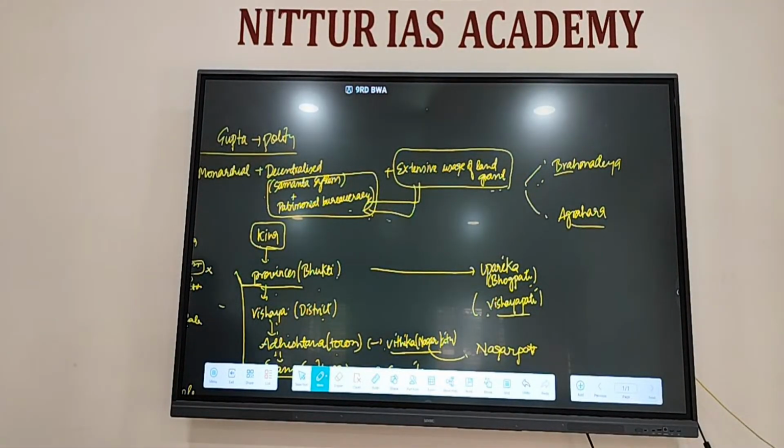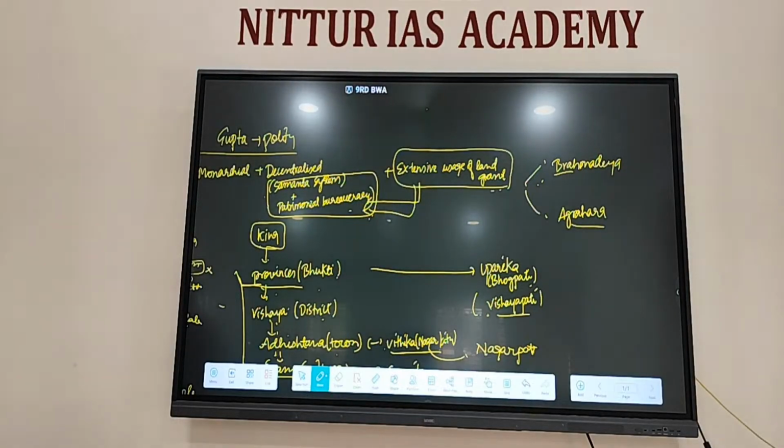Brahmadeya means what? Brahmins. Given to whom? Given to Brahmins. Those grants are called Brahmadeya. Agrahara means given for what? Given for other purposes. So first you write down regarding the Brahmadeya grant: land granted to the Brahmins. Next we write down Agrahara.